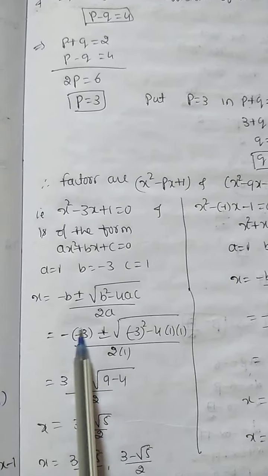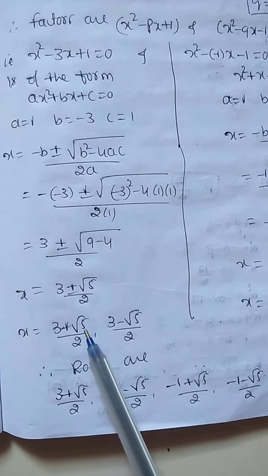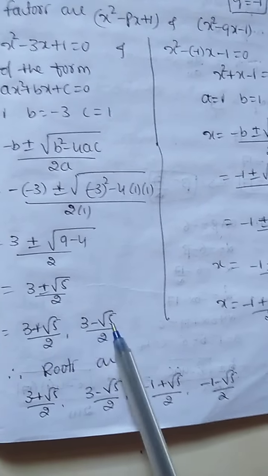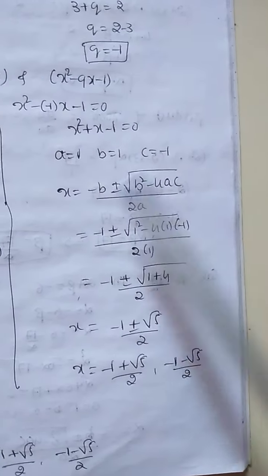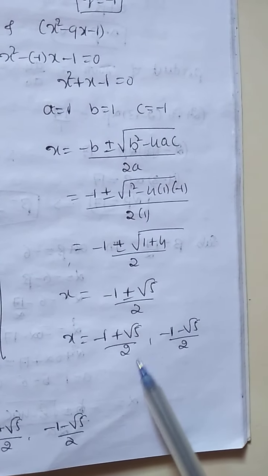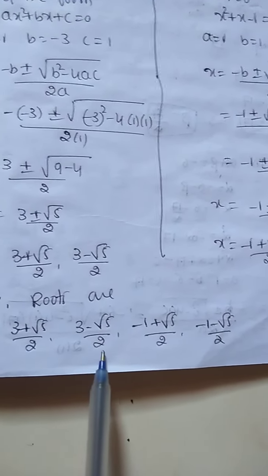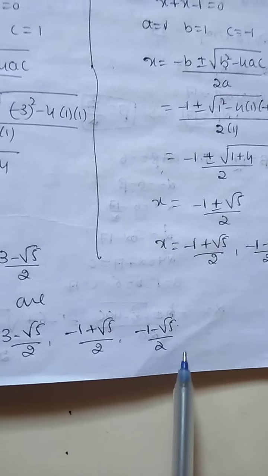Using the formula, substitute the a, b, c values. After simplification, we get x equals 3 plus or minus root 5 by 2. That is 3 plus root 5 by 2, 3 minus root 5 by 2. Here also the same: substitute the a, b, c values in this formula, we get x equals minus 1 plus root 5 by 2, minus 1 minus root 5 by 2. Therefore, the roots are 3 plus root 5 by 2, 3 minus root 5 by 2, minus 1 plus root 5 by 2, minus 1 minus root 5 by 2.